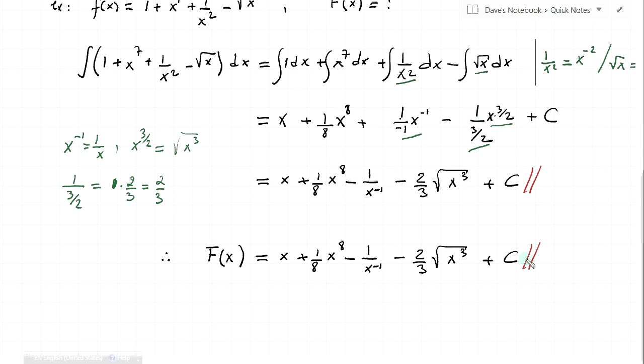If you don't know that much about the constant of integration, I recommend you watch my other video about finding the constants of integration.